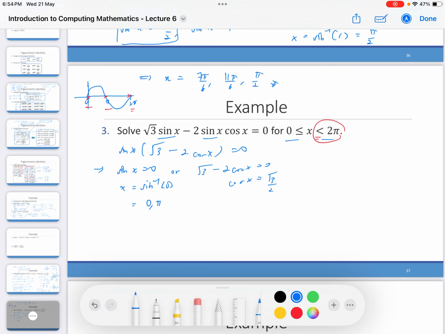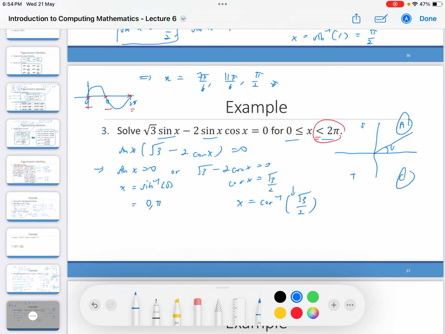Okay, and now we want to solve the next one. So we have x equals cos inverse of square root 3 over 2. Again, we draw the quadrants, and look at inside the inverse function, which is positive. So that means it will be the first quadrant and the fourth quadrant.